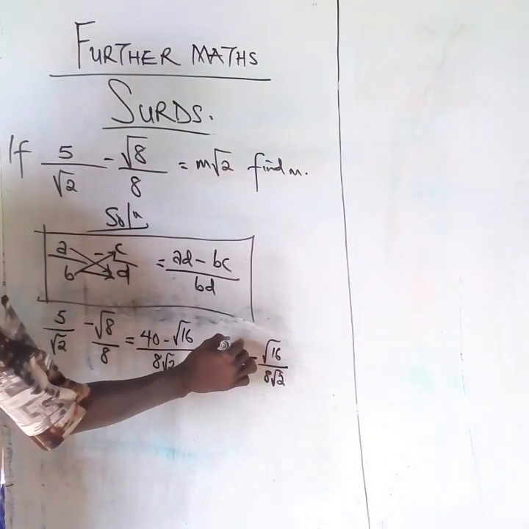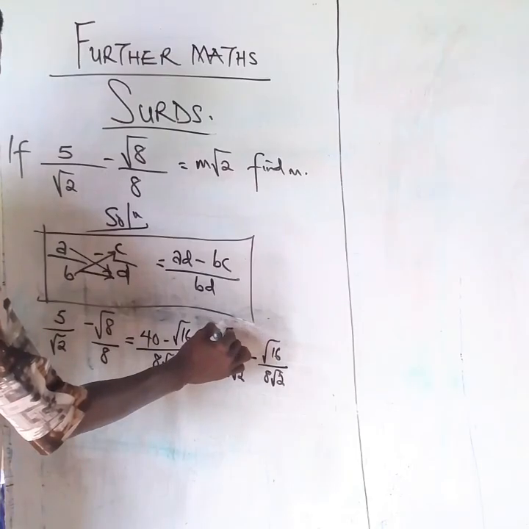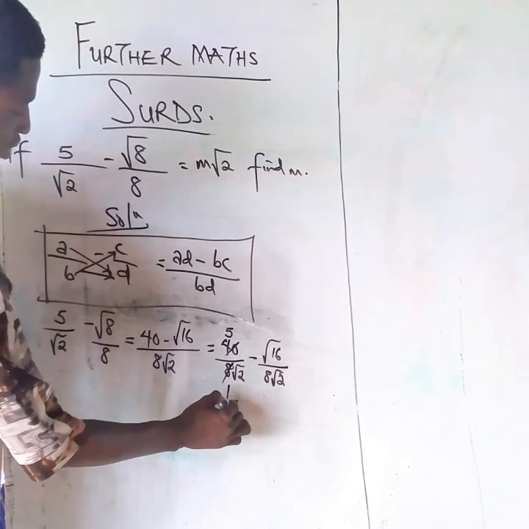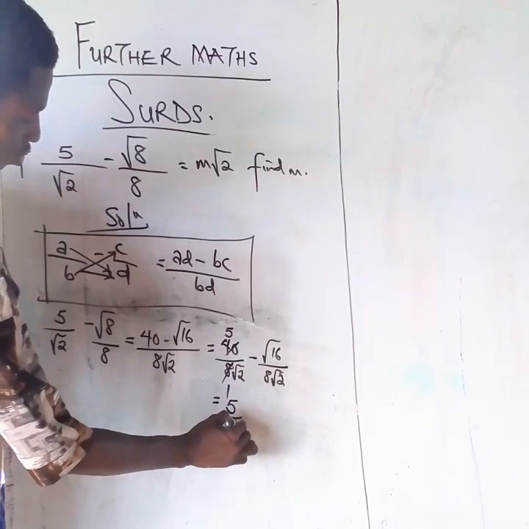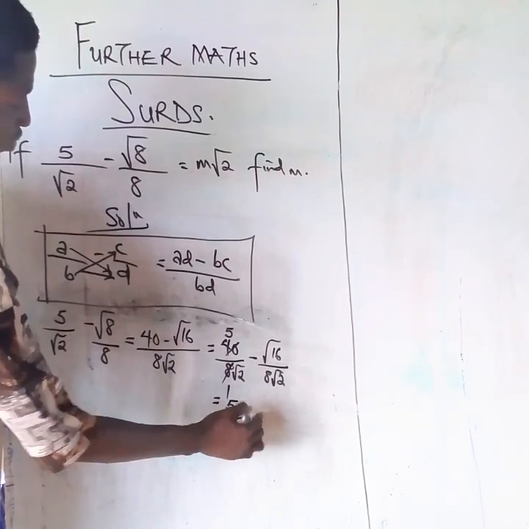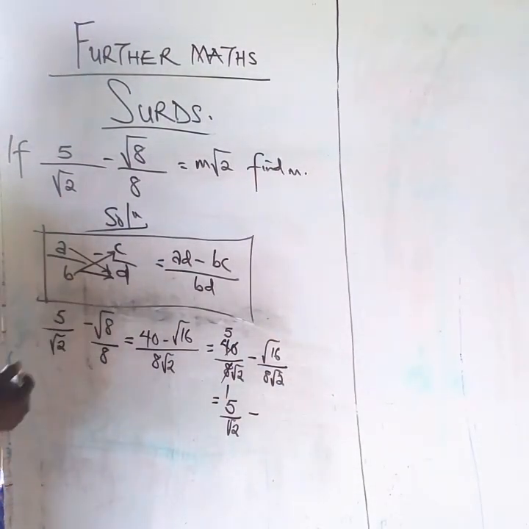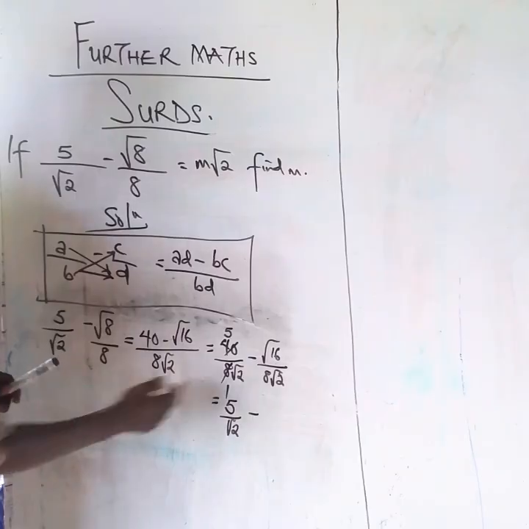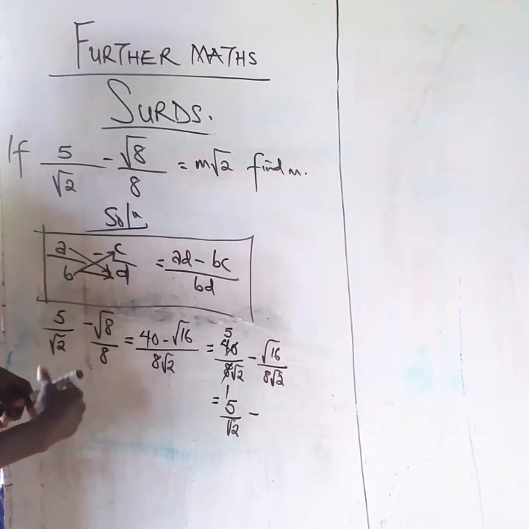Now 40 here is 5 times, 8 here is 1 time. So I've reduced that to be 5 over root 2 minus, now I can possibly break what I have with 16 to be 4 times 4, which the square root of 16 is 4.